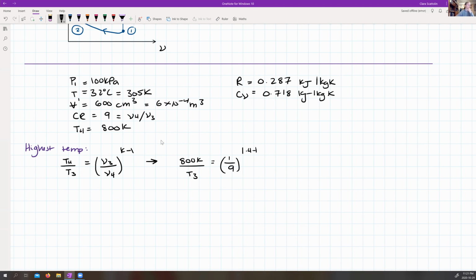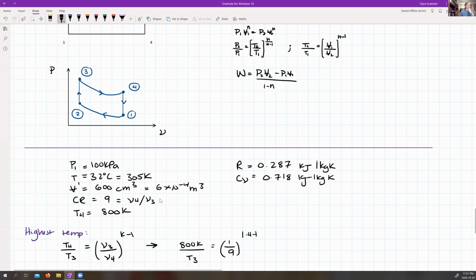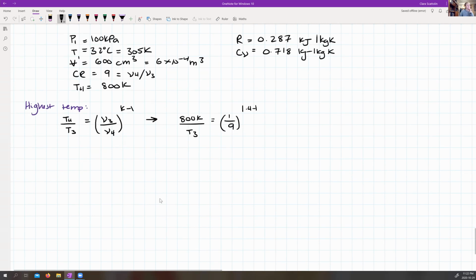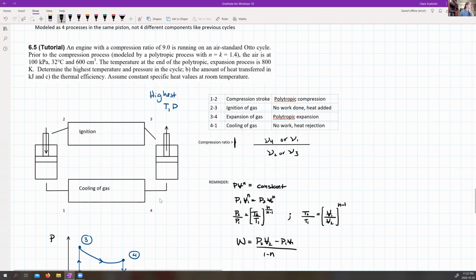Okay, because my compression ratio is always the large value, so this one over this one. And this relationship from the polytropic process is V3 over V4, which is the reciprocal of my compression ratio. And if I isolate for T3, T3 is going to give me 1926.6 Kelvin. So I was able to find highest temperature. That was easy.